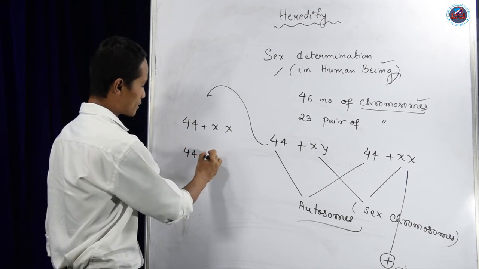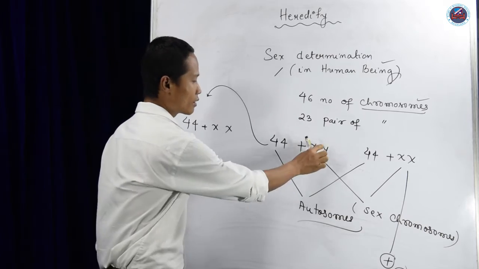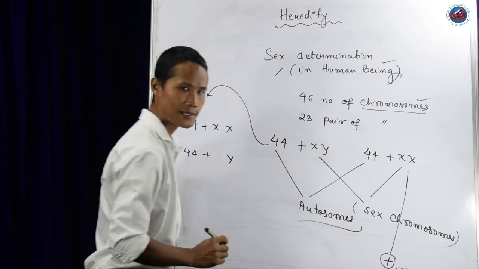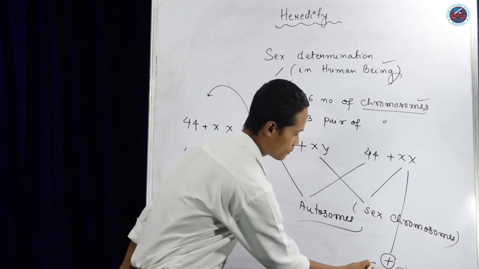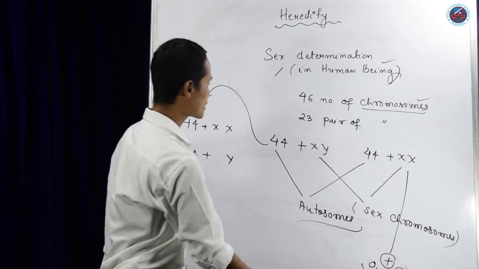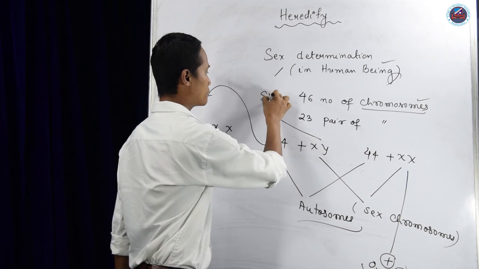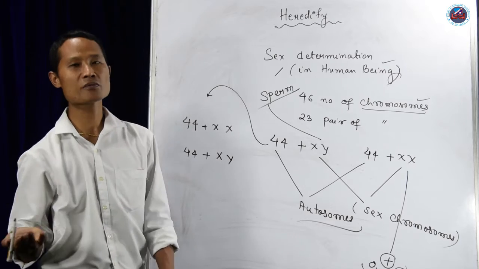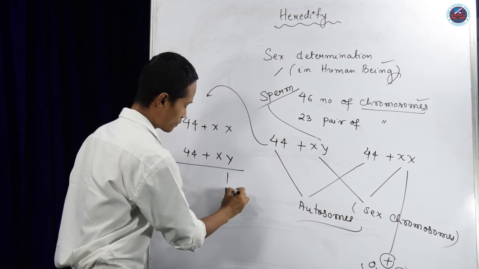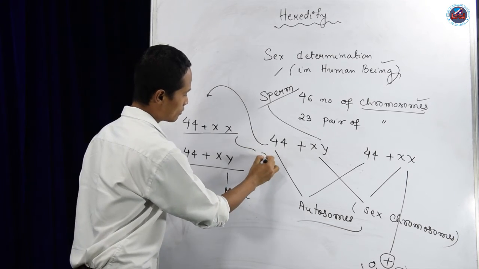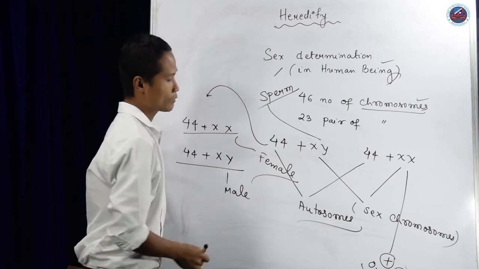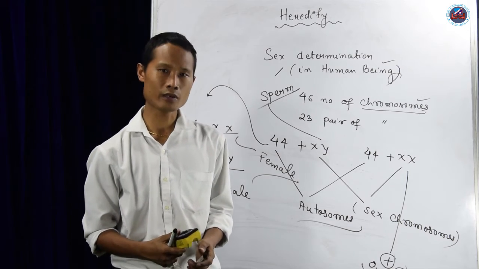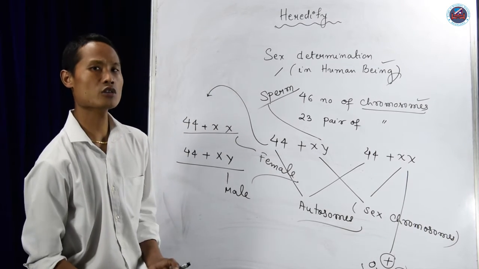So this 44 plus, maybe the second option can be that the male has released the Y chromosome and the female has only the X gamete. This is from the ovum, right? And this XY is from the sperm. So now the child will be male, and this will be female. So it is said that whether the child will be male or female depends on the father, not on the mother.